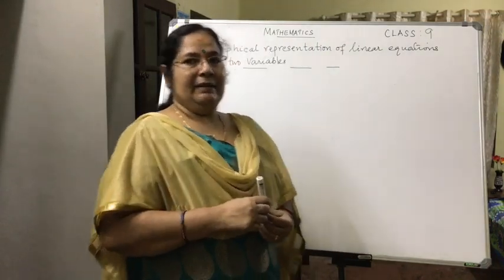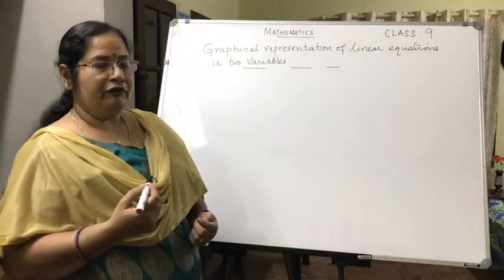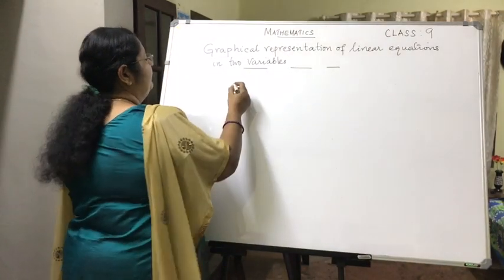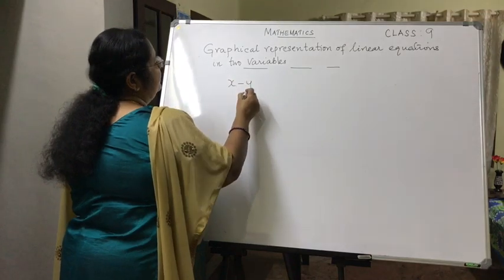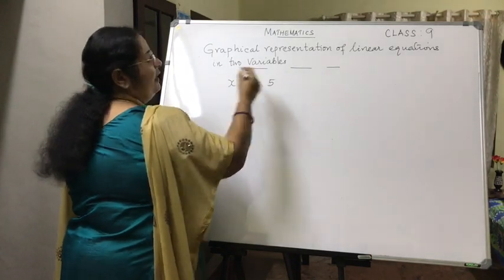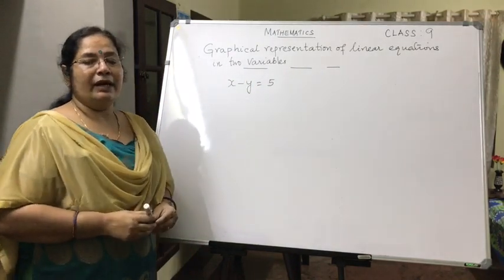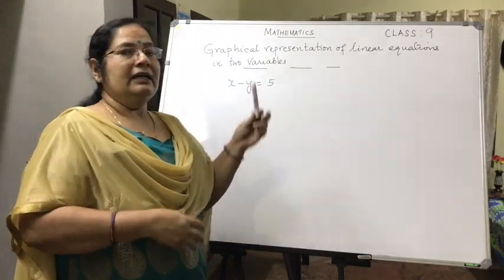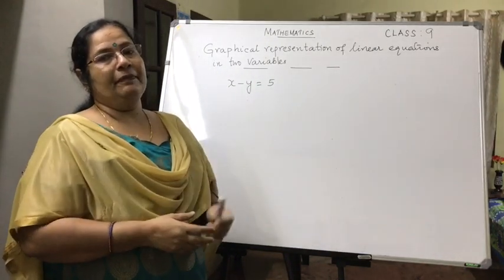Now let us take an example. A simple example we will do first. Let us take, say, x minus y equals 5. x minus y equals 5. An example I am taking. You have to represent this graphically.